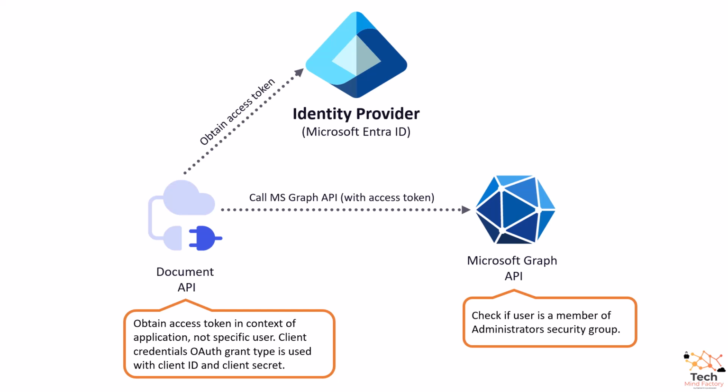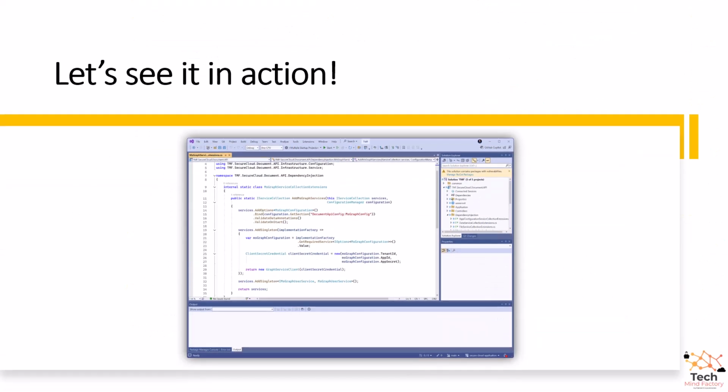So once Document API retrieves an access token from the identity provider, which is Entra External ID, it can call Microsoft Graph API with this token. And then Microsoft Graph API will validate the access token and will check if the user is a member of the administrator's security group. So now it's time to see this scenario in action.